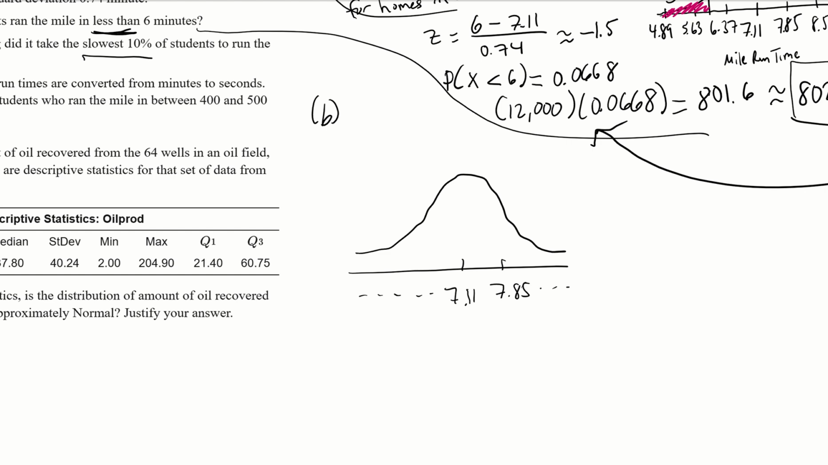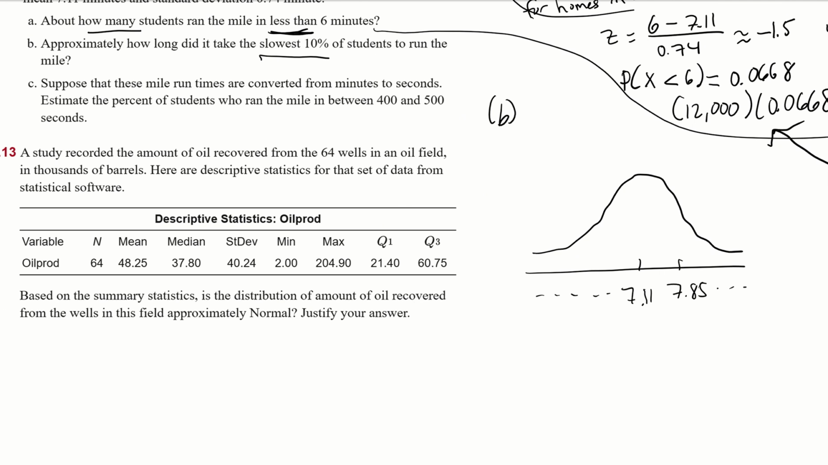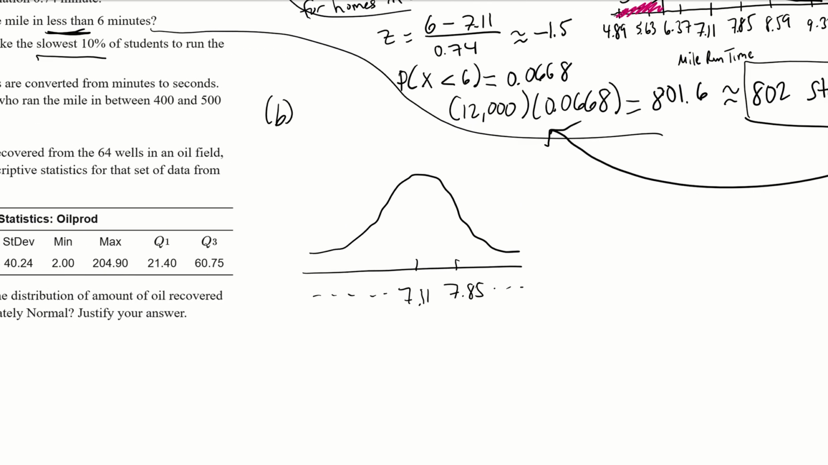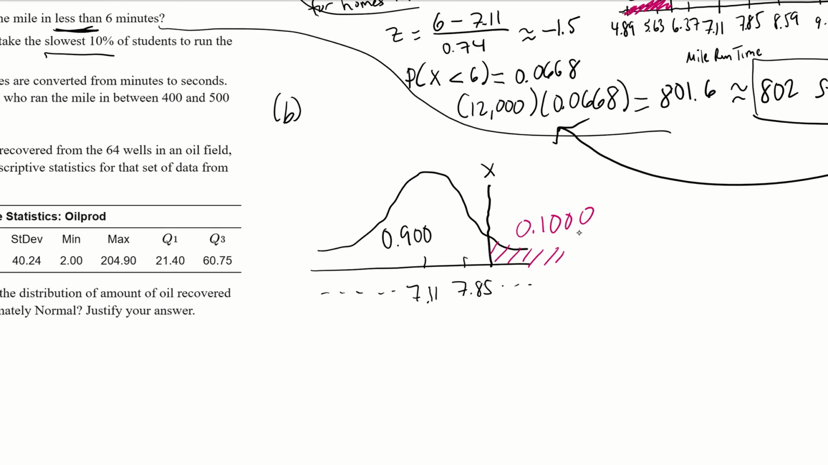Then you have, okay, well, we need to figure out how long the slowest 10% took. So that means that we need to figure out, what is this time? X is equal to question mark, okay? So what is that time such that this area is 10%, 0.1000? So that's what we're looking for, all right? So that means the area to the left of that is 0.9000, right? Because these two probabilities must add up to 1.